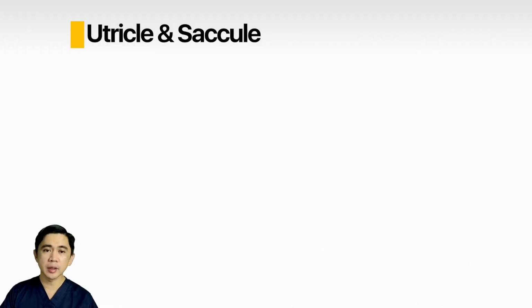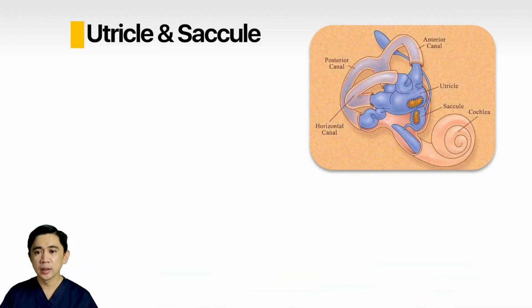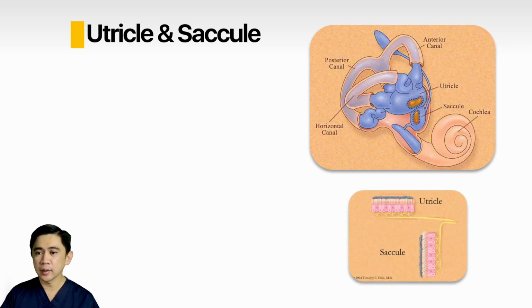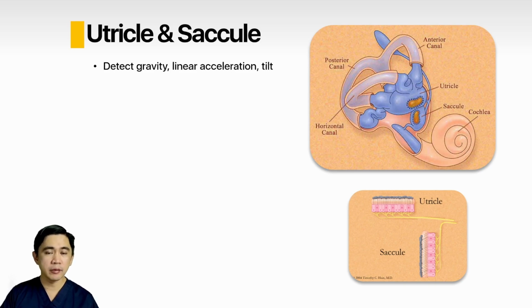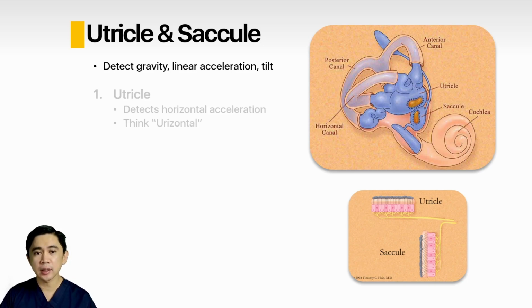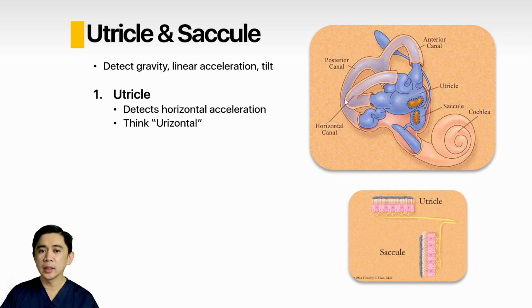Now let's talk first about the utricle and saccule. So this is a picture of the utricle and the saccule, two large chambers within the vestibular system. And this is a diagram on their orientation. So the utricle and saccule detect gravity, linear acceleration, and tilt. The utricle specifically detects horizontal acceleration. If you can see over here, the utricle is in the horizontal position.